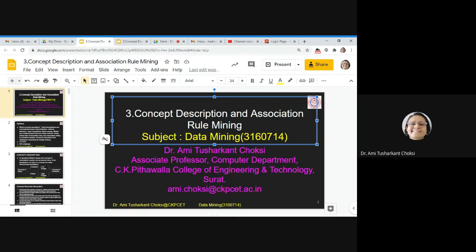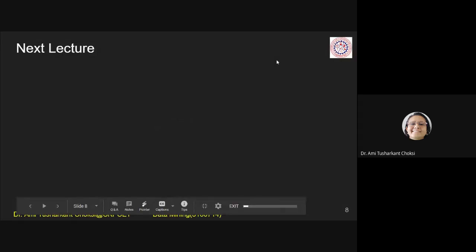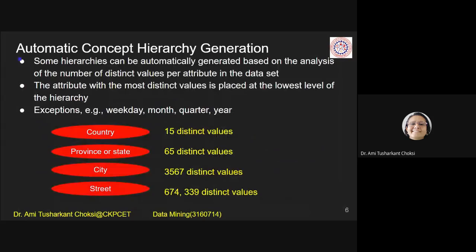So, what we learned in the last lecture was what concept description is and how to generate automatic concept description hierarchy, isn't it? You remember that? Yes, this is automatic concept hierarchy generation, isn't it? This generation we did yesterday, right?